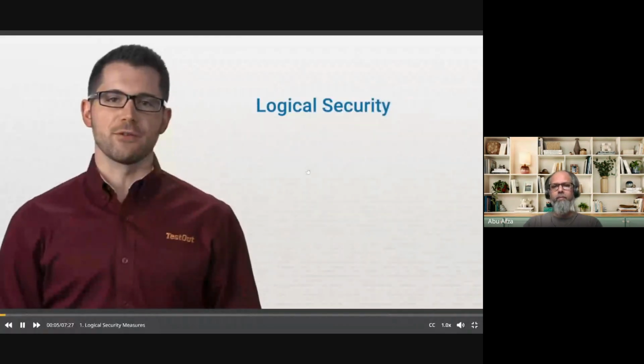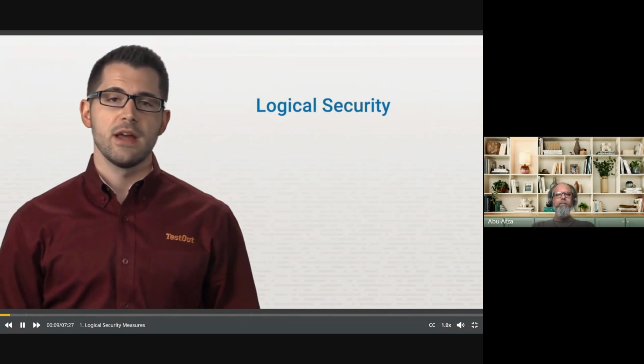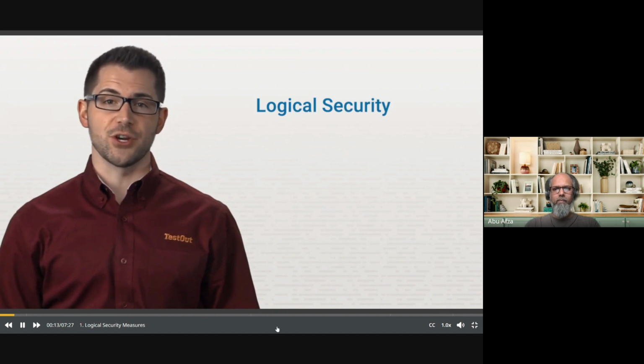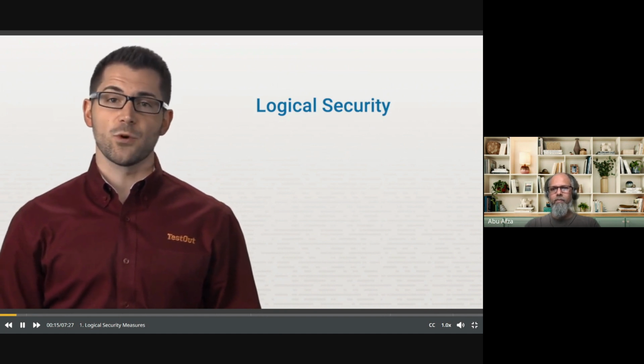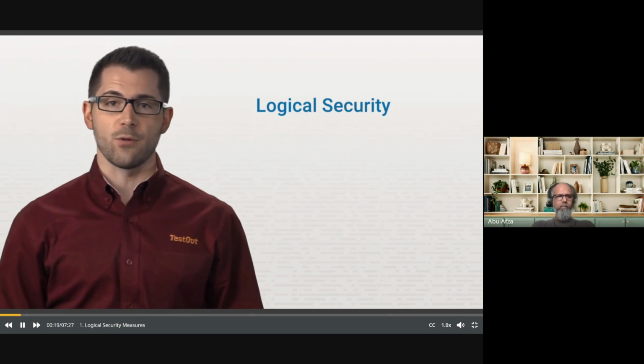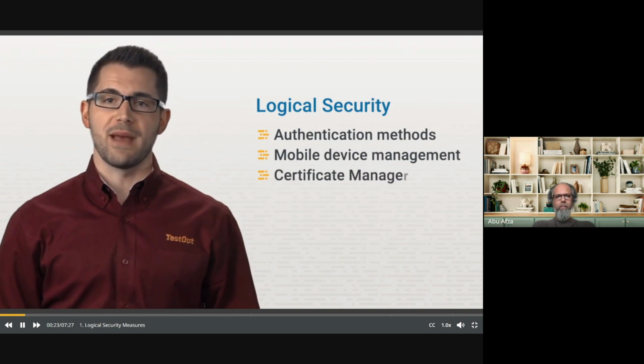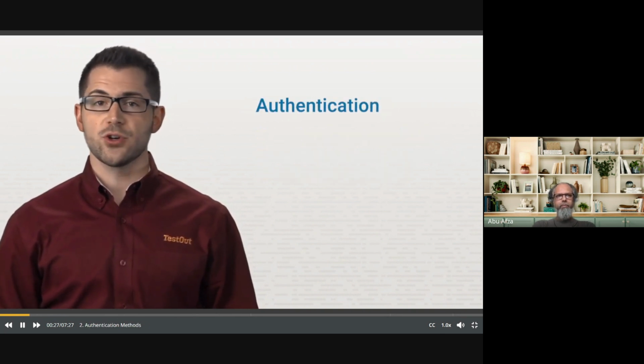Logical security refers to the security measures we implement through the operating system and software. Protecting our devices and networks involves more than just making sure we've physically secured everything. In this lesson, we're going to go over some logical security measures that we should implement on our devices and networks, including authentication, mobile device management, and certificate manager. The first step in protecting our networks is to make sure that anyone trying to connect is actually allowed to be there. This is known as authentication.